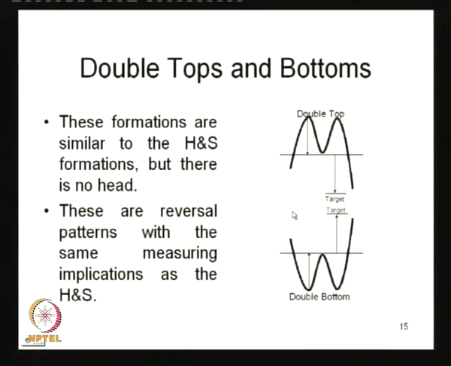Another is double tops and bottoms. What do we mean by double tops and bottoms? These are basically similar to the head and shoulders formations, but here there is no head. You can observe there is no head, here there is a double top, and here there is a double bottom. So, these also show a reversal pattern, with the same measuring implications as the head and shoulders, because this is the target we are expecting. Once there are two tops, the price movement goes down, and we expect that it will reach here, then finally again start increasing.